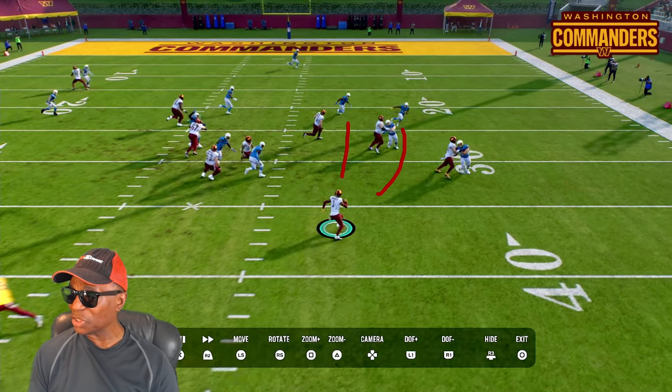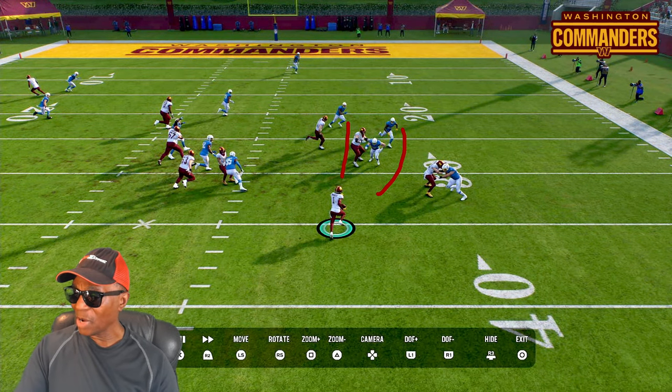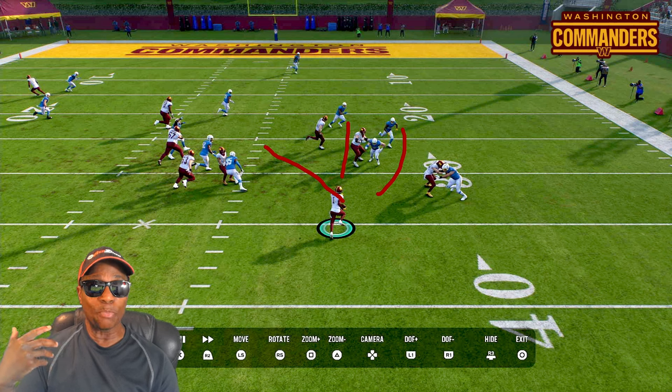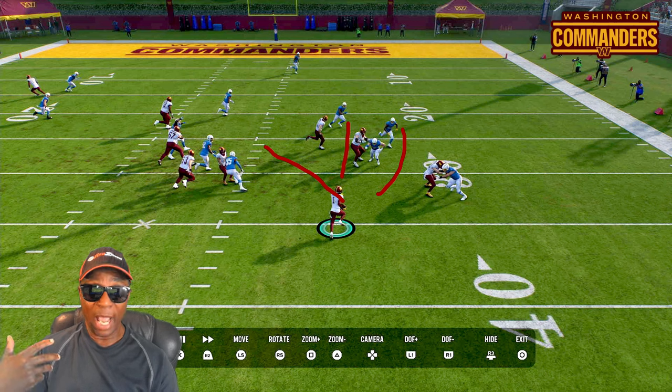I run right into the pursuit. Right? Or I should have juked back in here. You see what I'm saying? It takes practice, guys. It takes looking at how you guys are going to block. Because you're used to your offensive line blocking. This is something I just started doing.